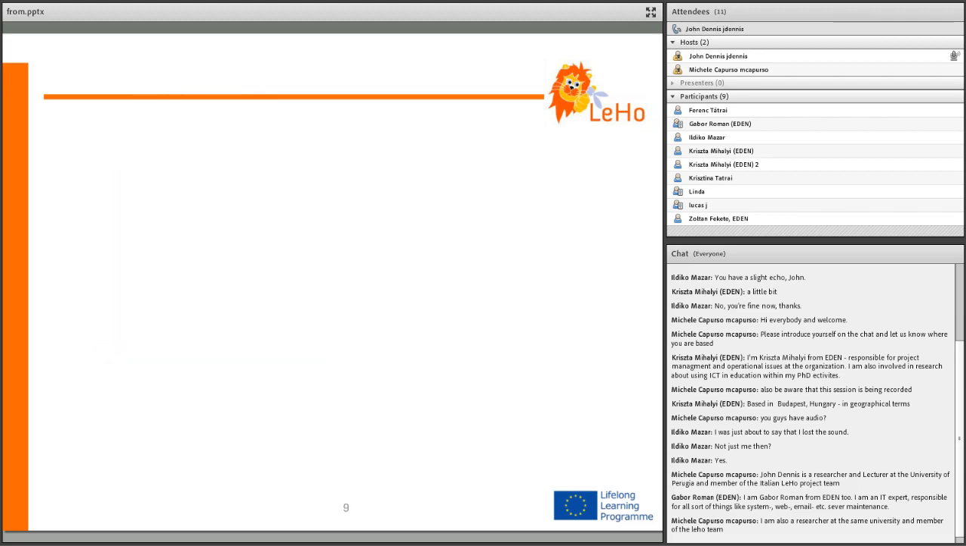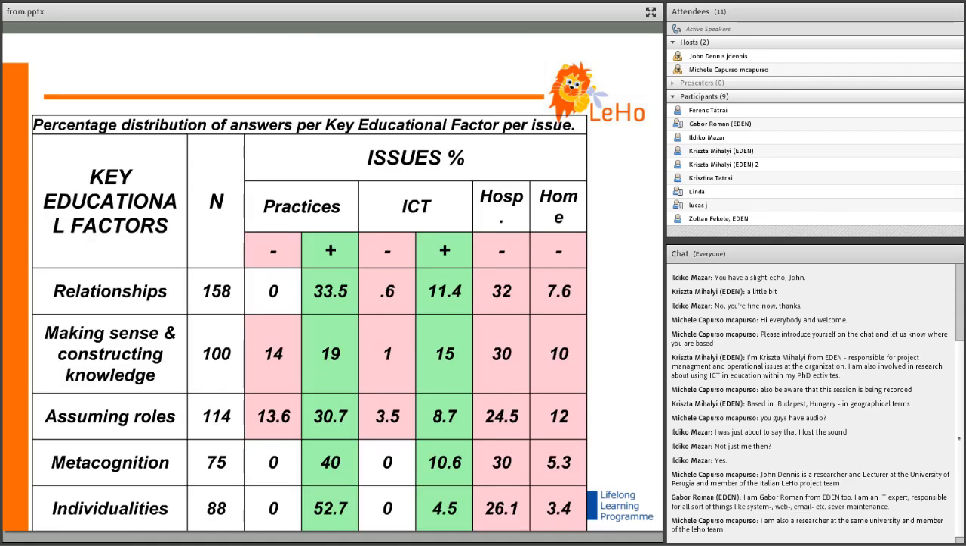So let's talk about some results. First of all, we'll talk about the positive and negative statements. What you're seeing here is a list of key educational factors. On the left-hand side: relationships, making sense, assuming roles, metacognition, individualities. Going across, you have the practices: ICT, hospital, and home. When you see something in red, that's a negative comment, and when you see it in green, it's positive.